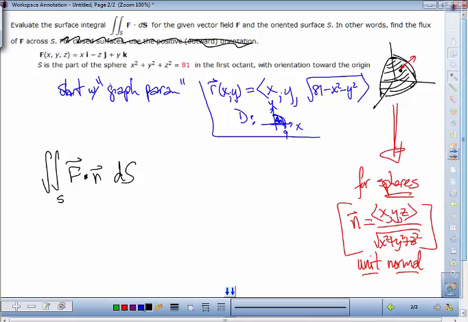So I'm going to start off on the side over here, continuing to see if I can simplify before I write it into an integral. Let's take a look at what F dotted with n is going to equal. If my n is equal to this and my F is equal to this, we have x, negative z, and y dotted with n.